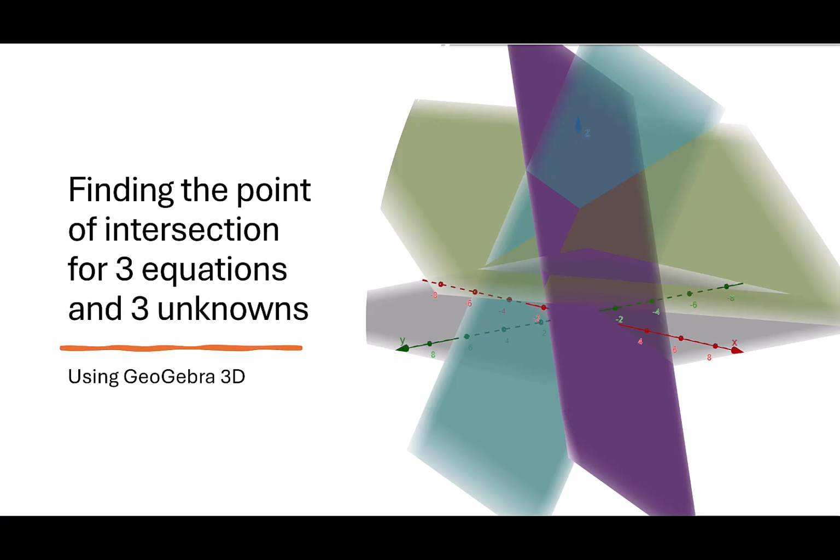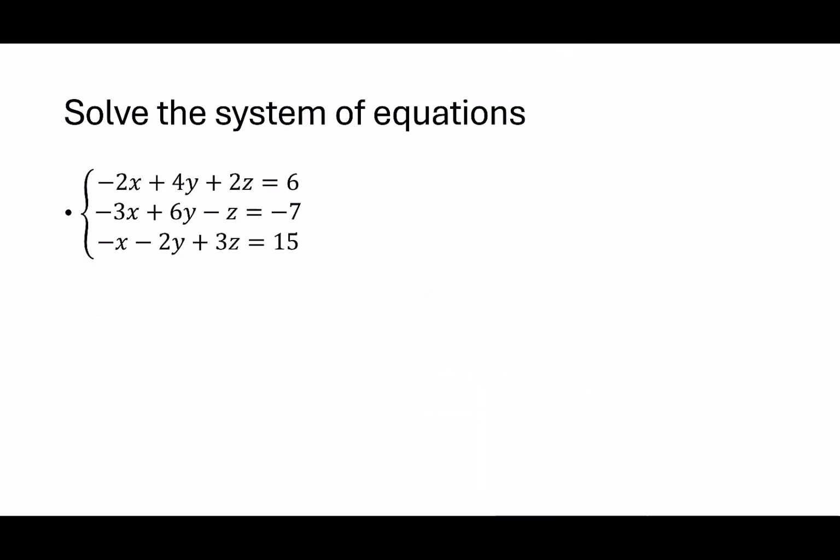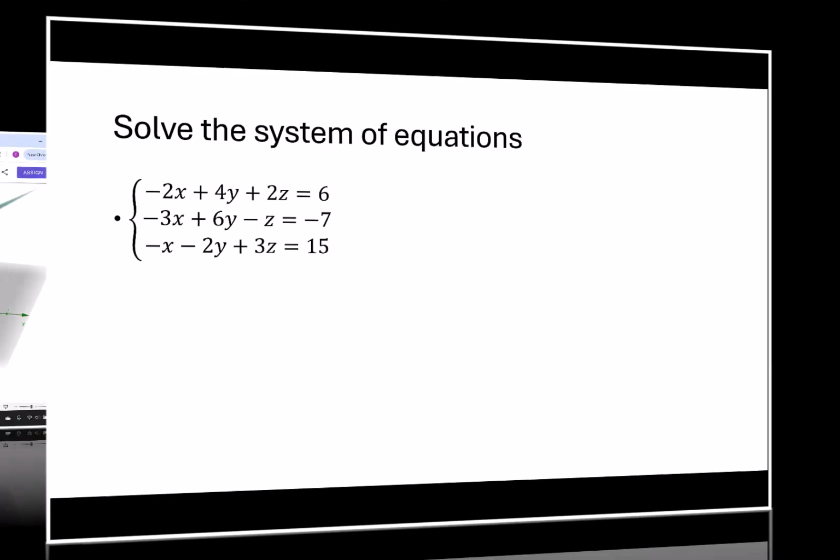Hi everybody, today we're going to find the point of intersection for three equations in three unknowns using GeoGebra 3D. As an example, we're going to solve the system of equations negative 2x plus 4y plus 2z is 6, negative 3x plus 6y minus z is negative 7, and negative x minus 2y plus 3z is 15.